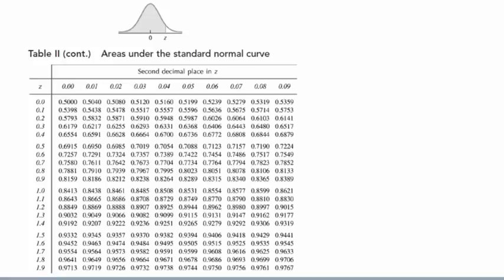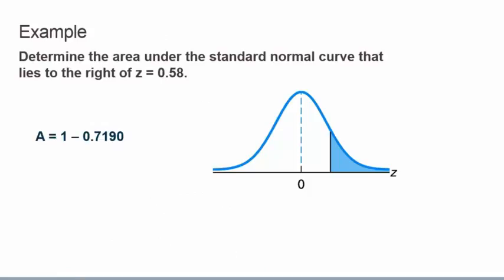Since z equals 0.58, I find my row of 0.5, then my column of 0.08, and they cross at 0.7190. This gives us A equals 1 minus 0.7190, which equals 0.2810, which is the area to the right.